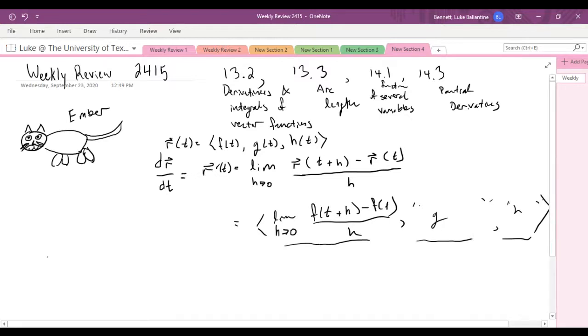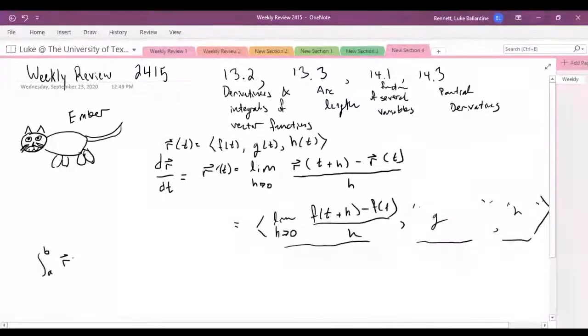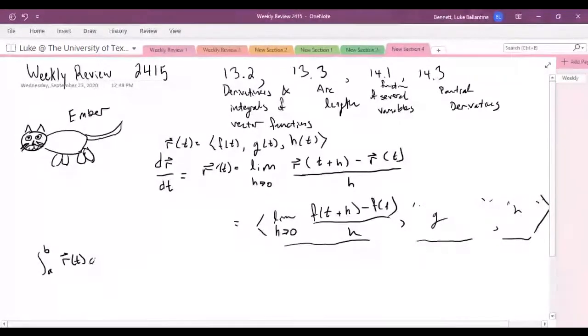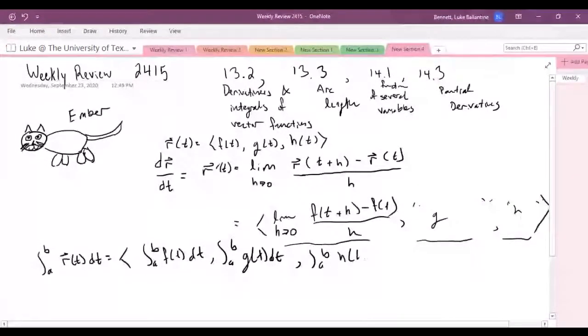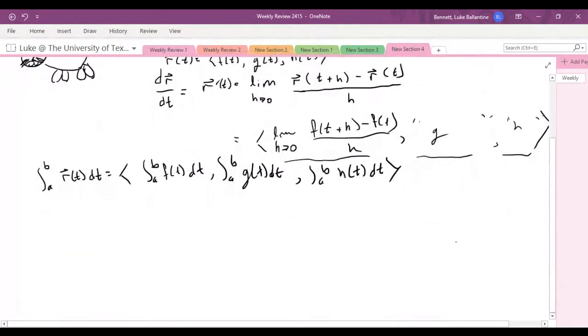Same thing with integrals too. The integral from a to b of a vector valued function r of t is going to be the integral from a to b of f of t, the integral from a to b of g of t, and the integral from a to b of h of t. So integrals work as we know and love, with the same integration techniques.